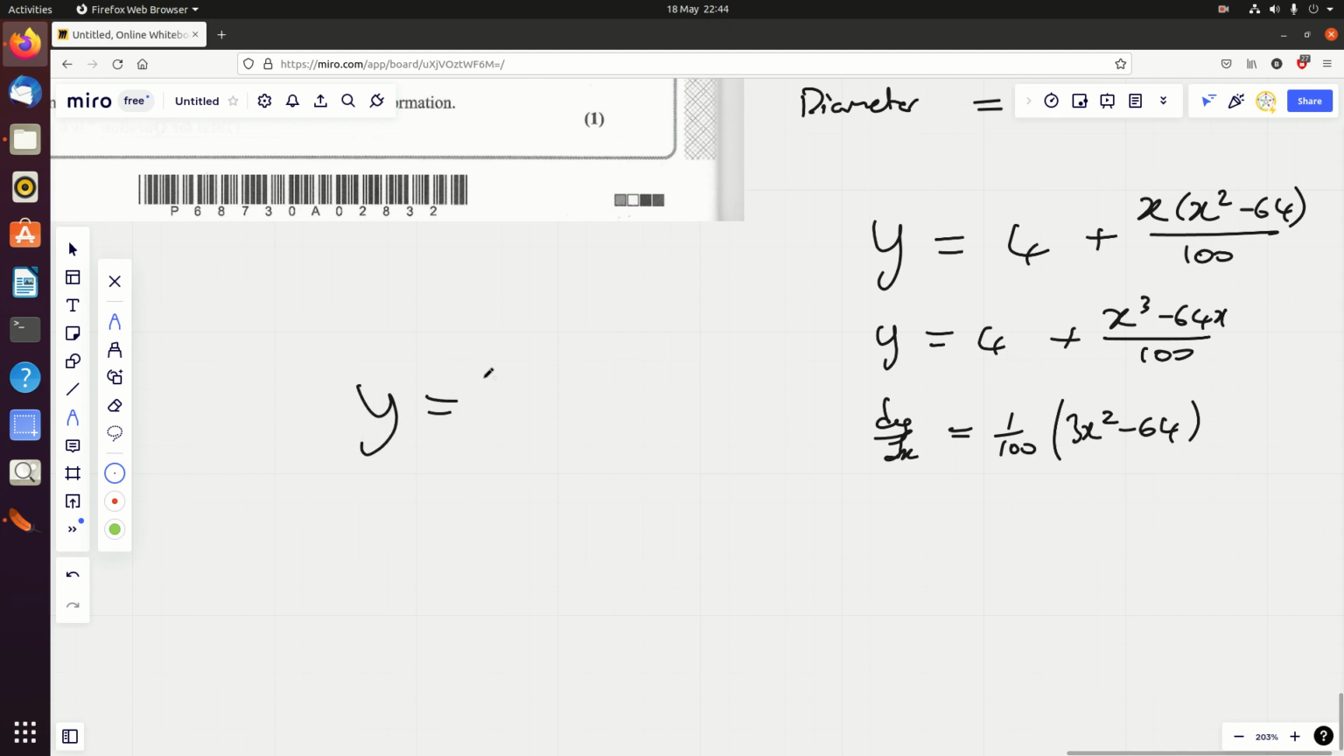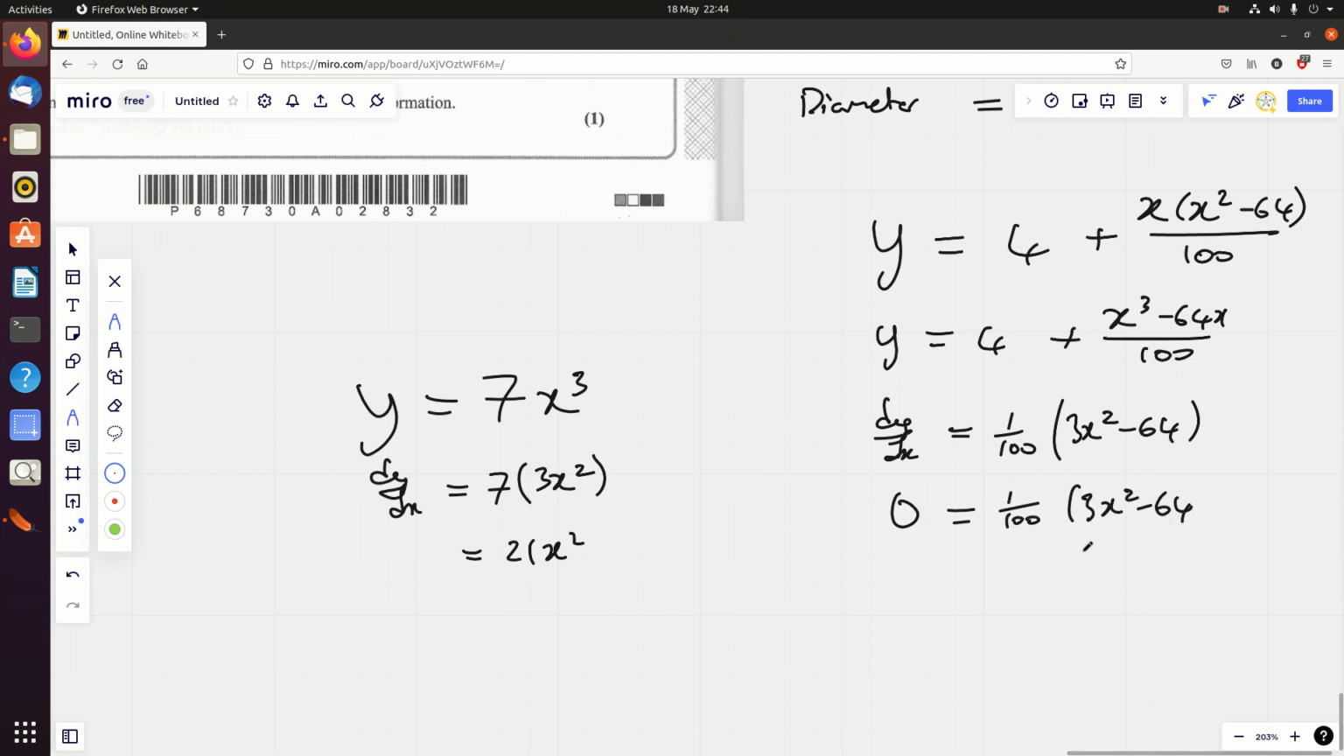But if you've got something like 7x cubed, what you can do with a 7 when you differentiate is not very much. You can just do 7 times 3x squared and then you times it in at the end, 21x squared. Well, it's the same as 1/100 x cubed minus 64x. You just leave the 1/100 outside. And now we're finding a maximum, so we're going to set it equal to 0. Then I'm just going to solve that, times 100, add the 64, divide by 3, square root. So you get x is the square root of 64 over 3.